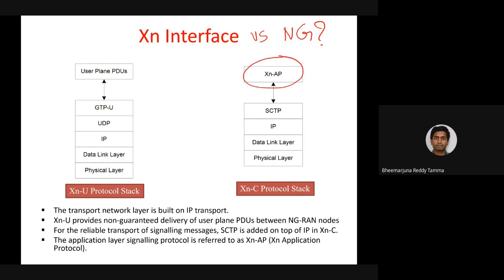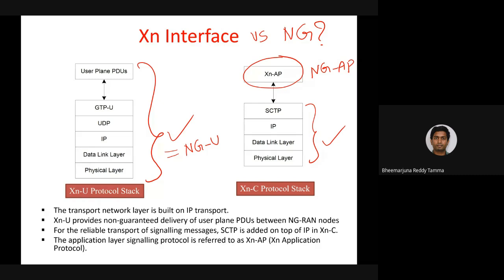Except this, both are the same. In the case of NG, we have NG AP, whereas in the case of Xn, it is Xn AP. So the rest of the stack is the same. In the case of user plane, it is exactly the same as NG. Whatever I was explaining about the NG-U interface is valid even in the case of the Xn interface when two base stations are communicating with each other.